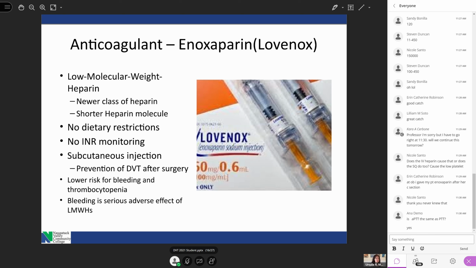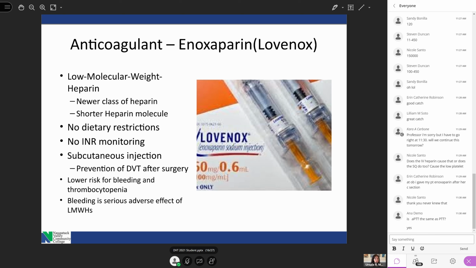We should probably continue this tomorrow, I'm thinking. Let me just finish this slide and I will resume tomorrow. So subcutaneous injection is how it's given. It's not PO, it's injection. I'm sure some of you have probably given Lovenox in clinical. It's for prevention of DVT after surgery. A lot of orthopedic patients use Lovenox. It has a lower risk for bleeding and thrombocytopenia.